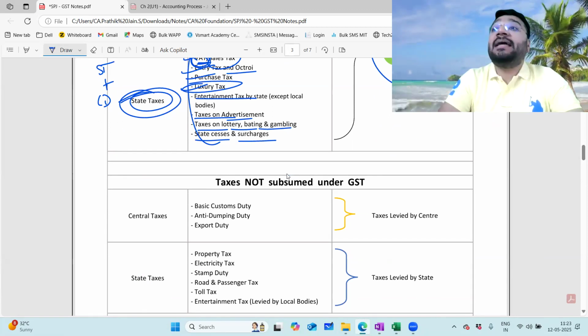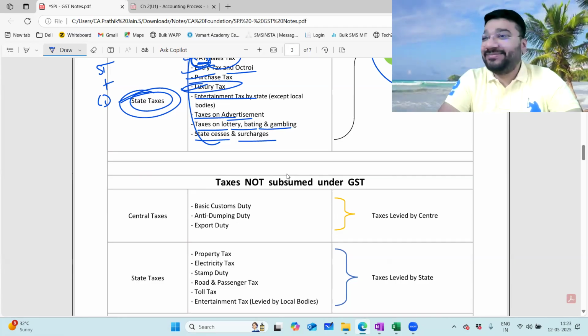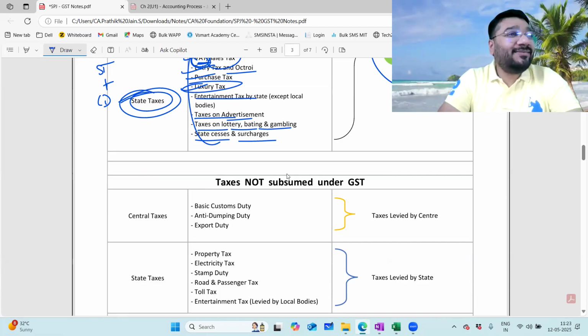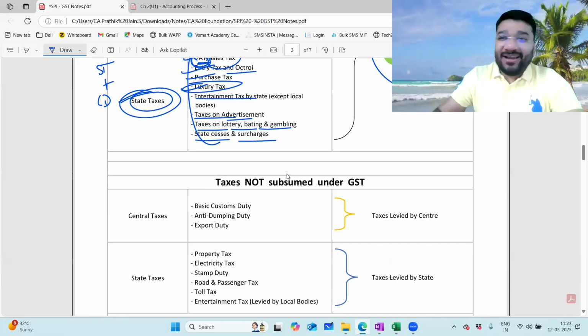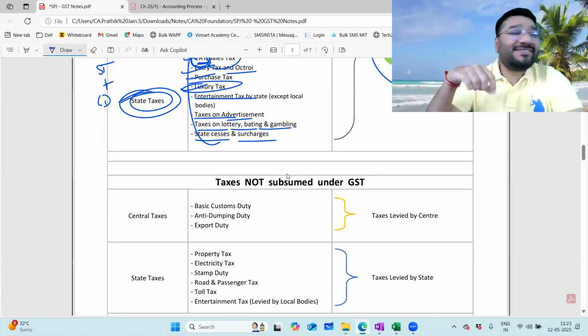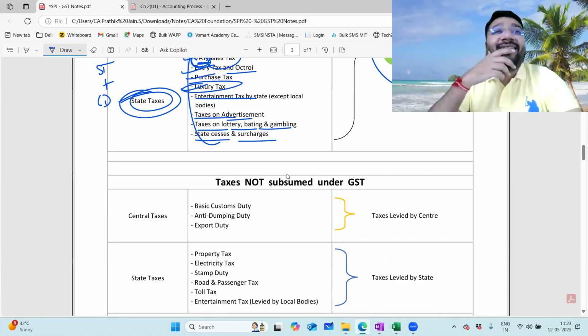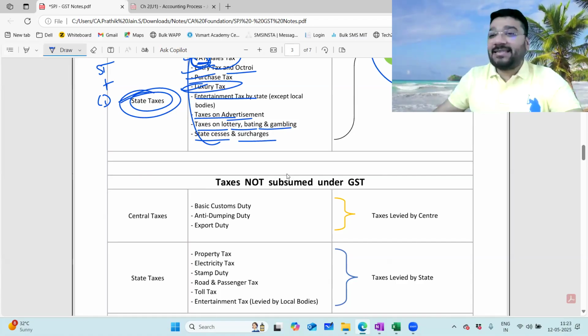Second, alcoholic liquor for human consumption. Anybody tried? Alcoholic liquor for human consumption. I can't say like that in the class, no. That's why, policeman, alcoholic liquor for human consumption. On that also, no GST yet. It's still a state tax matter.